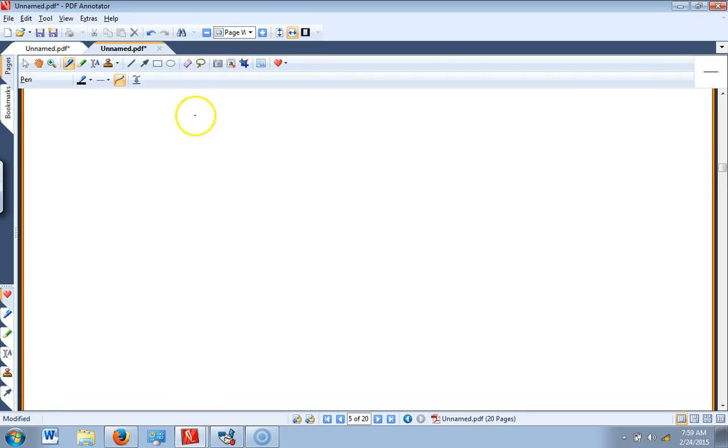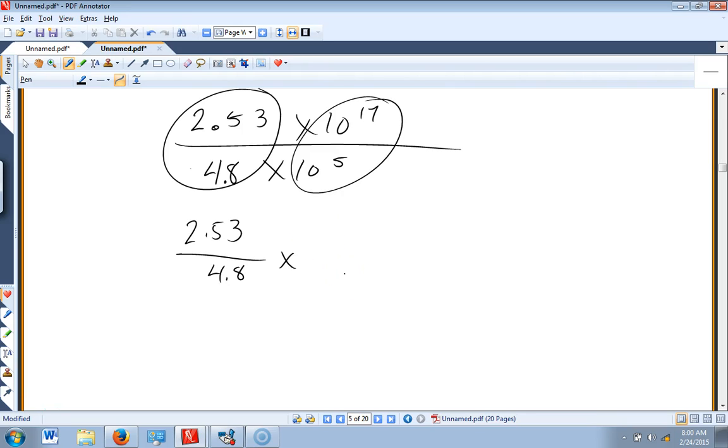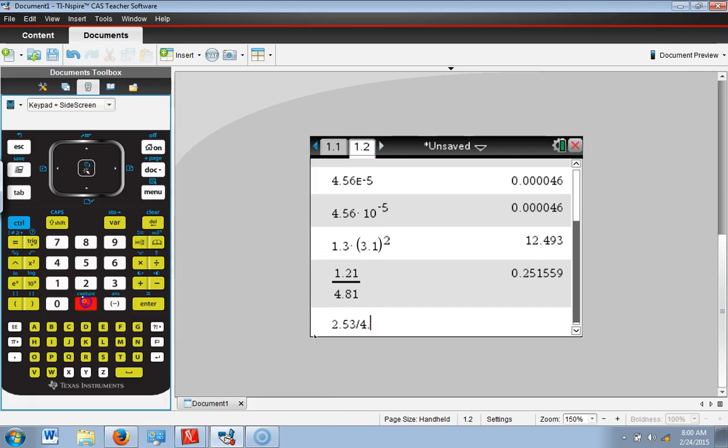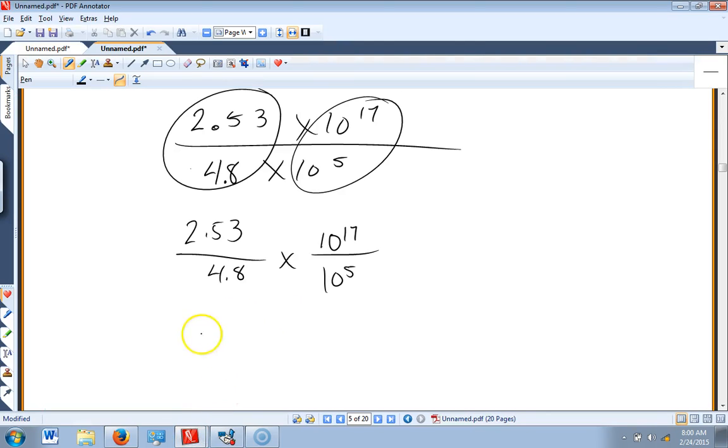Okay? So just to summarize, let's say if we do 2.53 times 10 to the 17th power divided by 4.8 times 10 to the 5th power. All right, what we're doing again, we're dividing these numbers, 2.53 over 4.8, and now we're going to divide our 10 to the power of whatever. Okay, and then we're going to subtract our exponents here. So 2.53 divided by 4.8 is 0.527. I'm going to go ahead and round that one. 0.527 times, and then 10 to the 17th divided by 10 to the 5th.